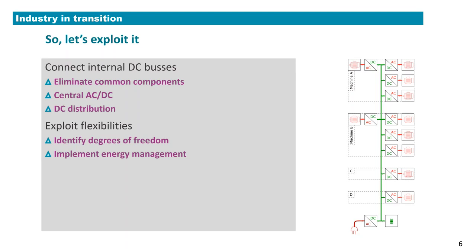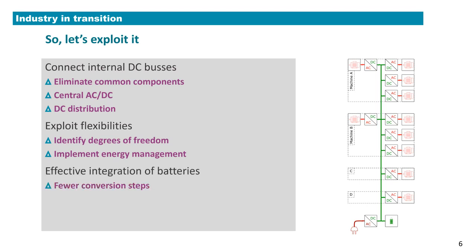And in order to exploit flexibilities, of course, you first need to identify degrees of freedom. So plenty of machines will have regenerative braking, for example. Just make sure that you can reuse that energy. In an AC grid, that's not always a possibility. In a DC grid, that's inherent. But there are other degrees of freedom, for example, when you start up a certain machine. There's more on control on the next slide.